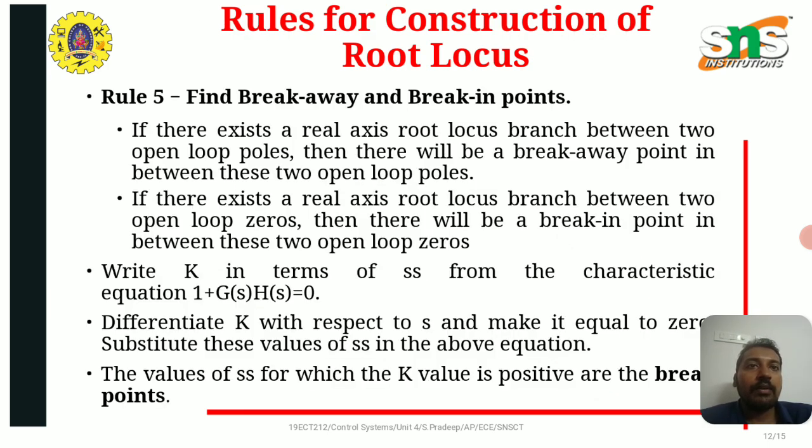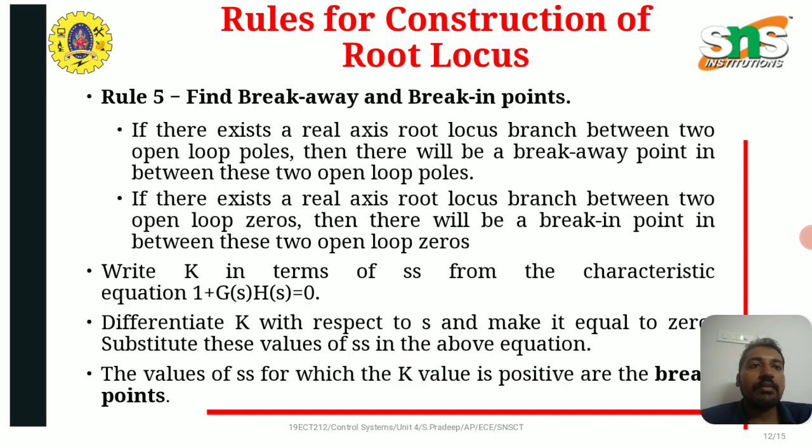Rule 5. Find breakaway and break-in points. If there exists a real axis root locus branch between two open loop poles, then there will be a breakaway point in between these two open loop poles. If there exists a real axis root locus branch between two open loop zeros, then there will be a break-in point in between these two open loop zeros.